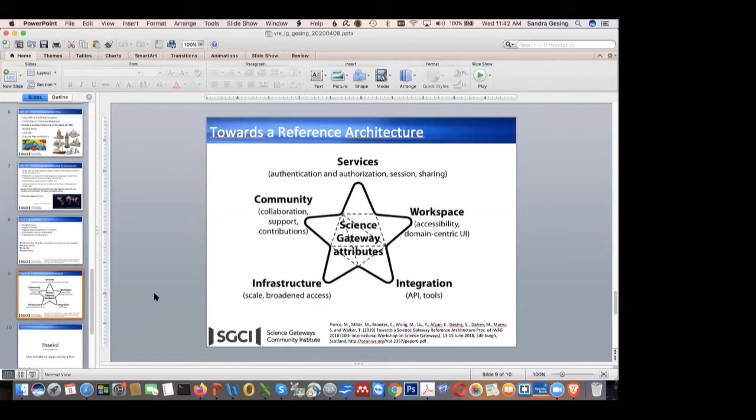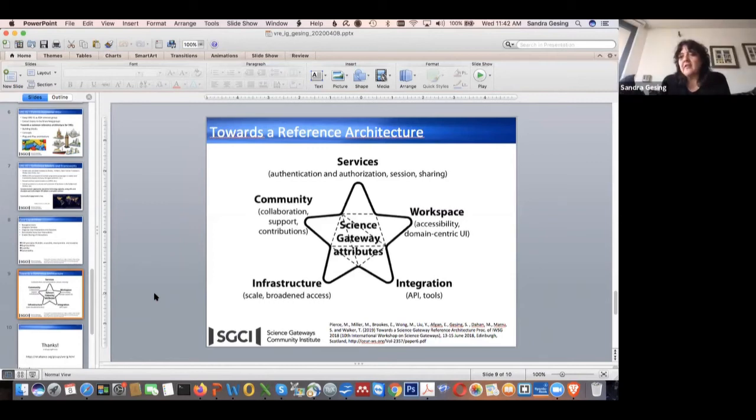So these services are not the services we're talking about, for instance, for building workflows, because sometimes a workflow is also a service flow. Those services belong to the integration part. And the services on the upper part are more like the operational services of the VRE environment, the Science Gateway environment. Exactly, the operational services. Okay.